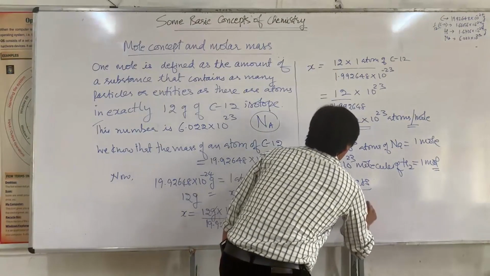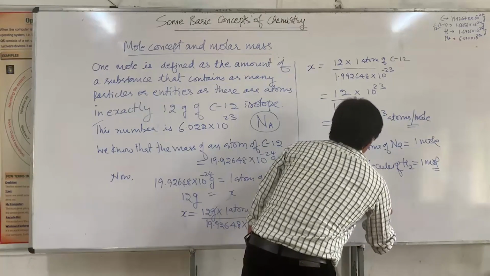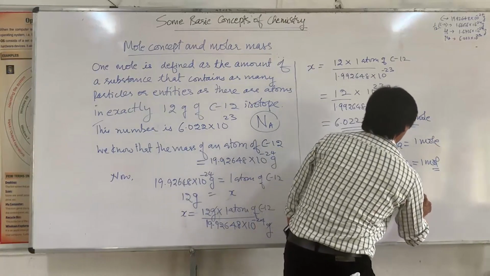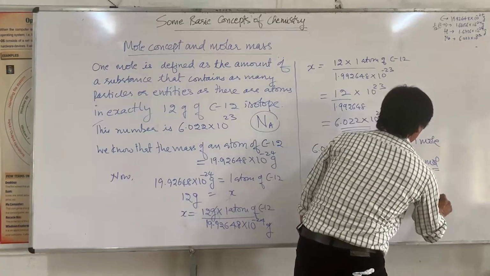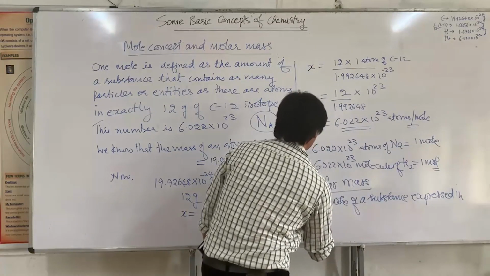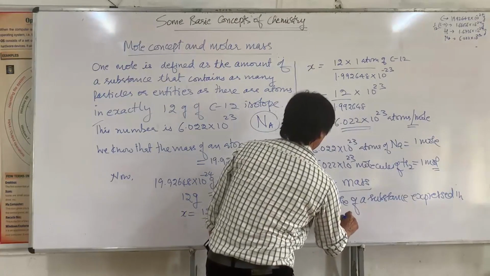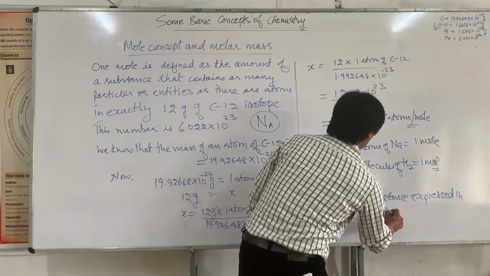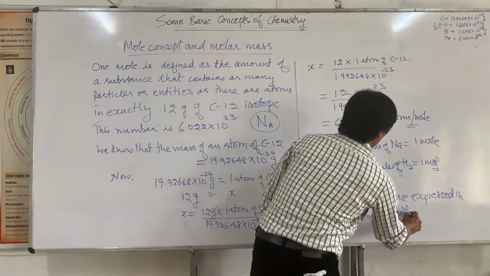So 1 mole of a substance expressed in grams is called its molar mass.